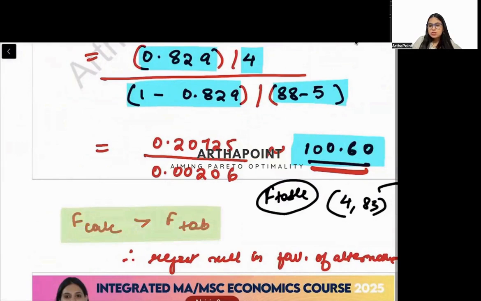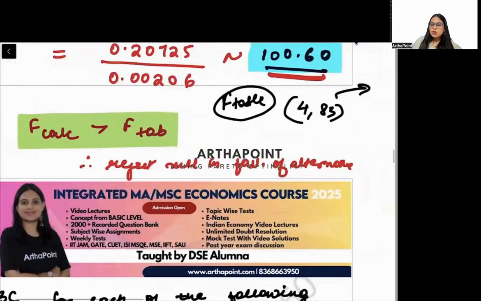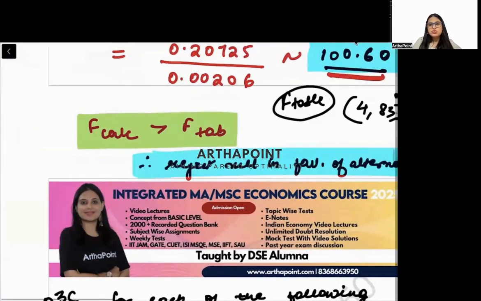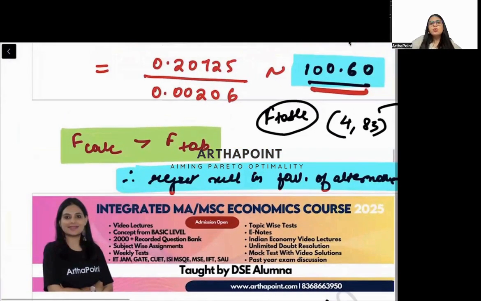So your F tabular is very less. F calculated is more. So since calculated is more than tabular, you can go ahead and reject null in favor of alternative. Is this question clear? Okay, beta. Thank you.